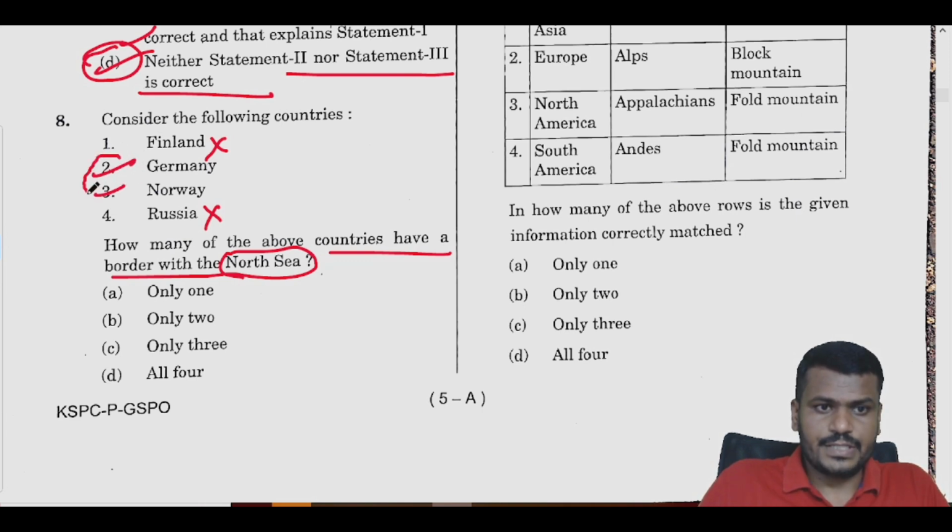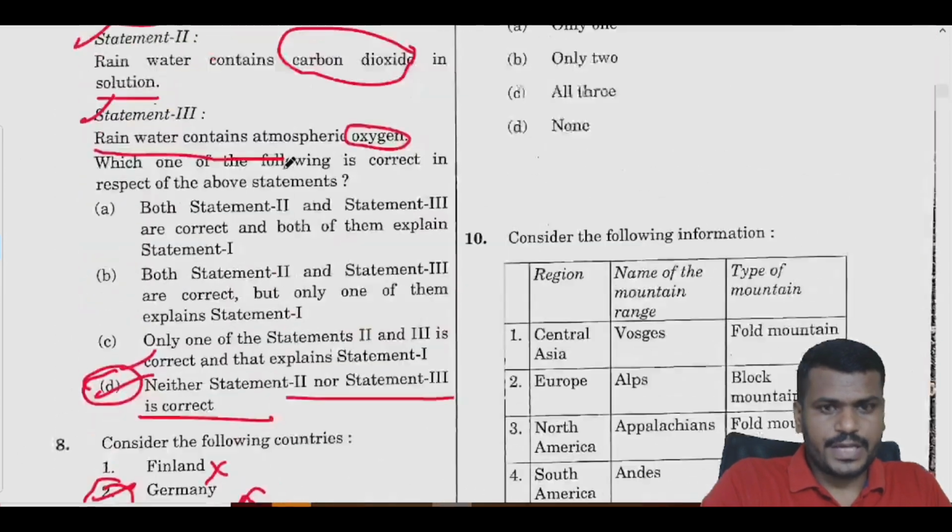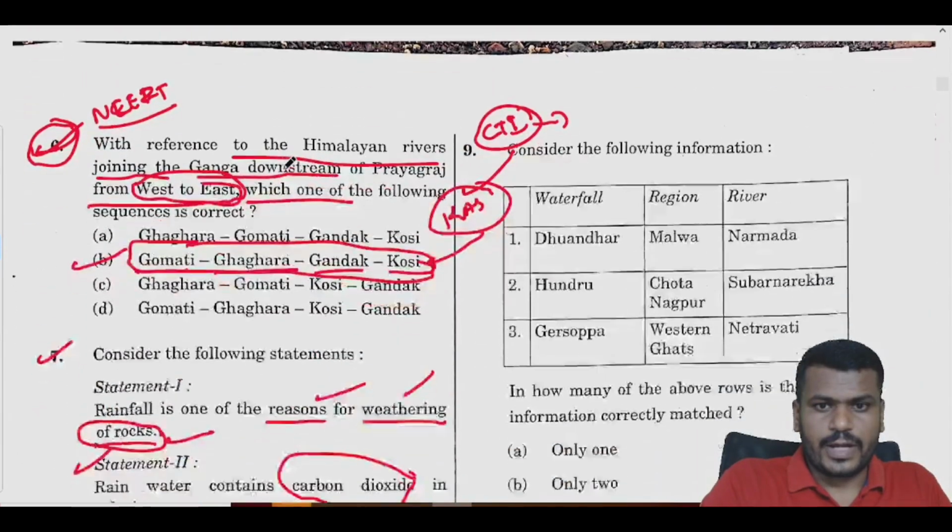Germany and Norway, these are the only two countries having a border with the North Sea. You can see the map and definitely come to know. Okay, that is the 8th question. Now I'll move to the 9th question.